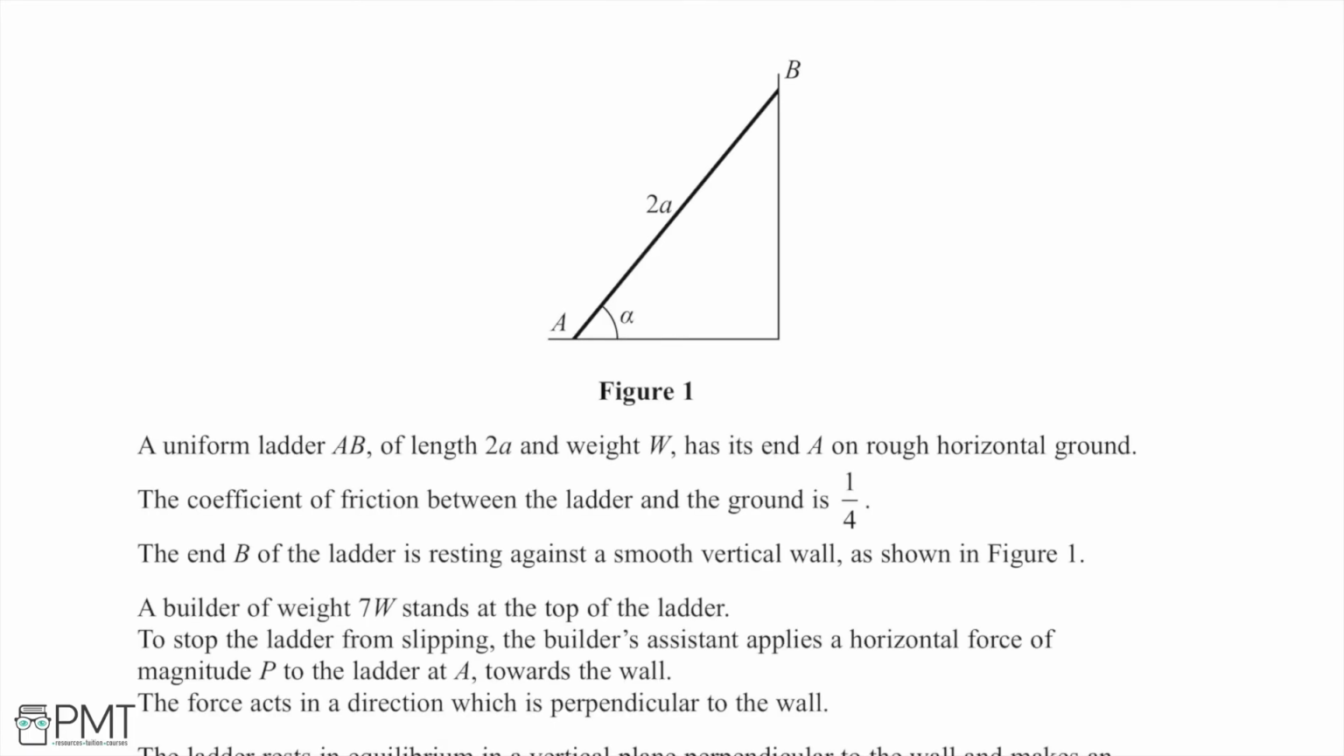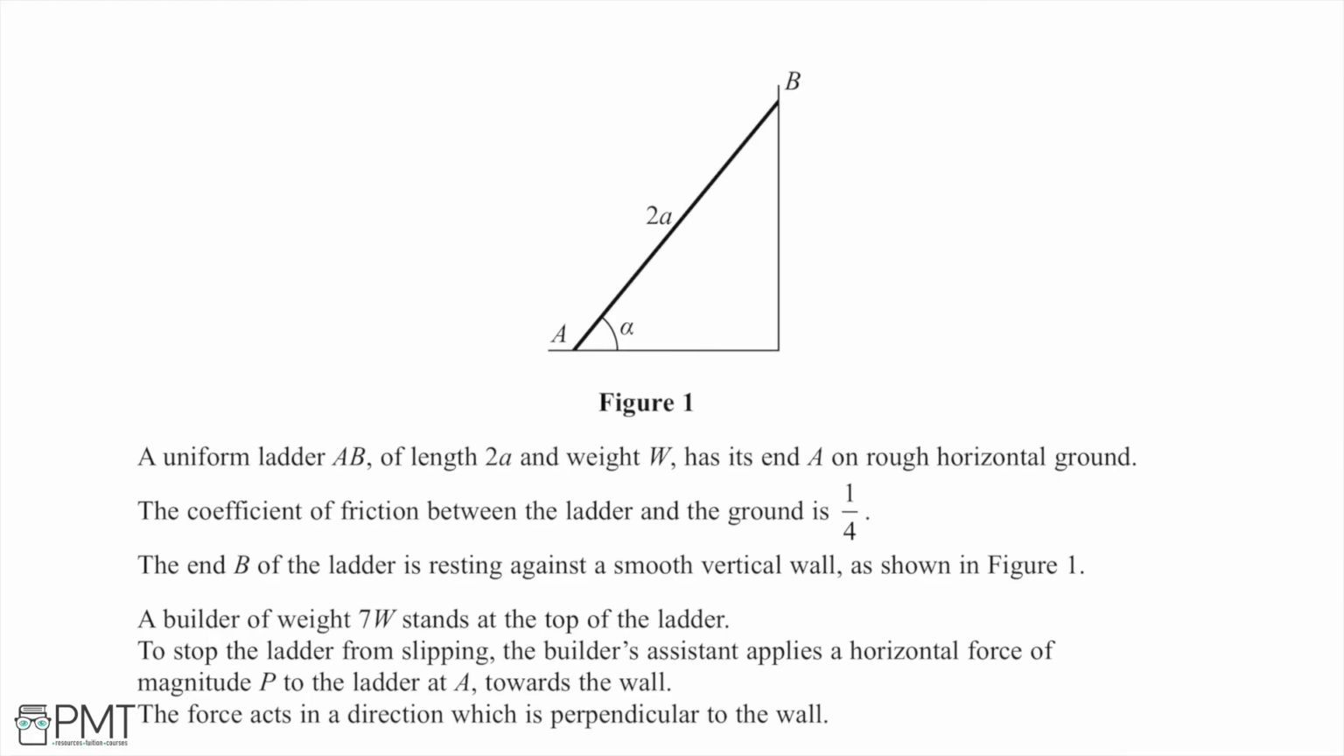So in this question we're given quite a lot of information, so we're going to work through it slowly and then we'll begin with the question. We're told that a uniform ladder of length 2a and weight W has its end A on a rough horizontal ground. So we can see here that this is the ladder, which I'm highlighting now in red, and we're told that the coefficient of friction between the ladder and the ground is 1/4, and we're told that the end B of the ladder is resting against a smooth vertical wall, and we can see this here. So this is our smooth vertical wall being highlighted now, and that is where our ladder is lying against it.